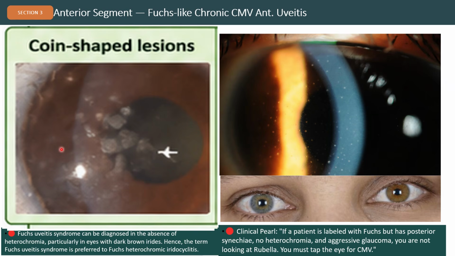And as I said, if the patient is labeled with Fuchs but has posterior synechia, no heterochromia and aggressive glaucoma, you are not looking for atrophic changes. You must tap the eye for cytomegalovirus. I mean, you are not looking at the classical type of Fuchs uveitis, but you have to rule out cytomegalovirus, and try to avoid the term Fuchs heterochromic uveitis. Try to use the term Fuchs uveitis syndrome. So this is in brief how we differentiate between the classical Fuchs uveitis syndrome and the phenotypic presentation of cytomegalovirus as Fuchs uveitis.